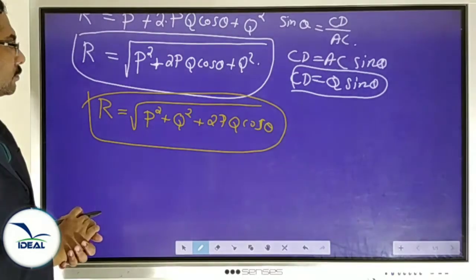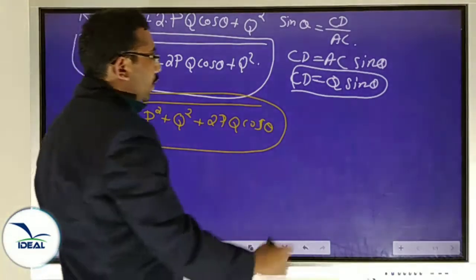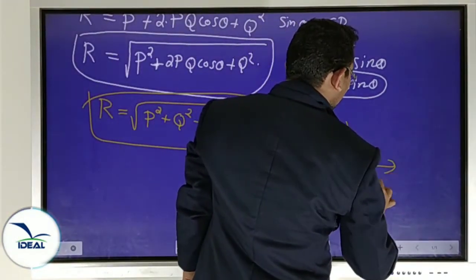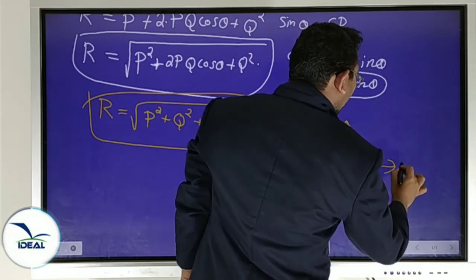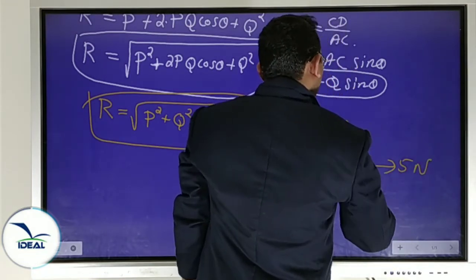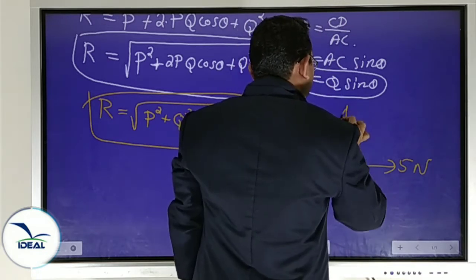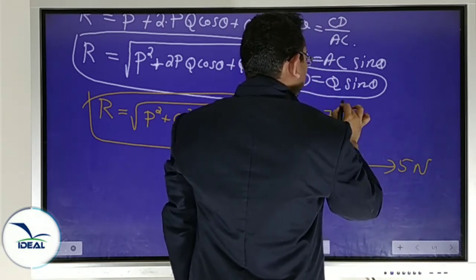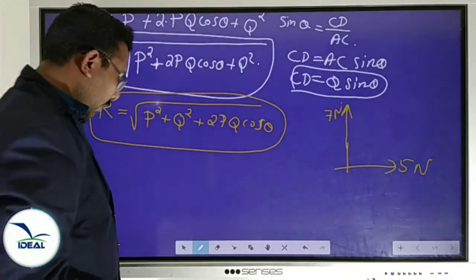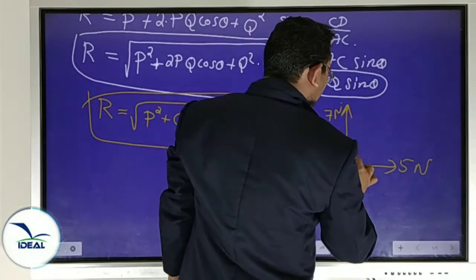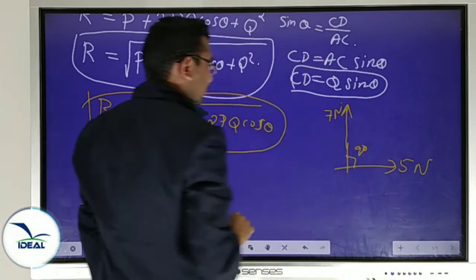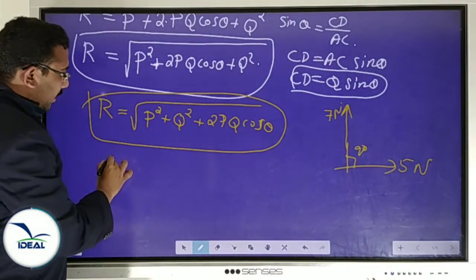Okay. Suppose we have two forces. In the first case, we have two forces, 5 newton and 7 newton, making an angle of 90 degree. Then what is the resultant?